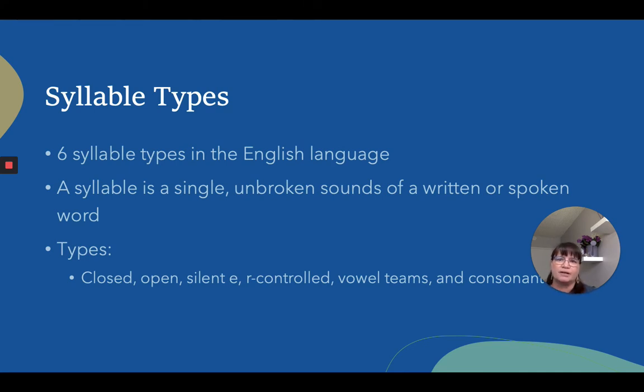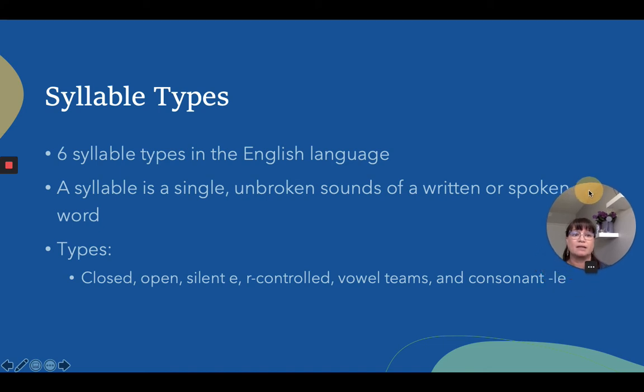Next in structured literacy are syllable types, and in English there are six types. A syllable is a single, unbroken sound of a written or spoken word, right? So for example, in the word cloudy, there are two syllables, cloud and E, cloudy. The syllable types are closed, open, silent E, R-controlled, vowel teams, and consonant-LE.